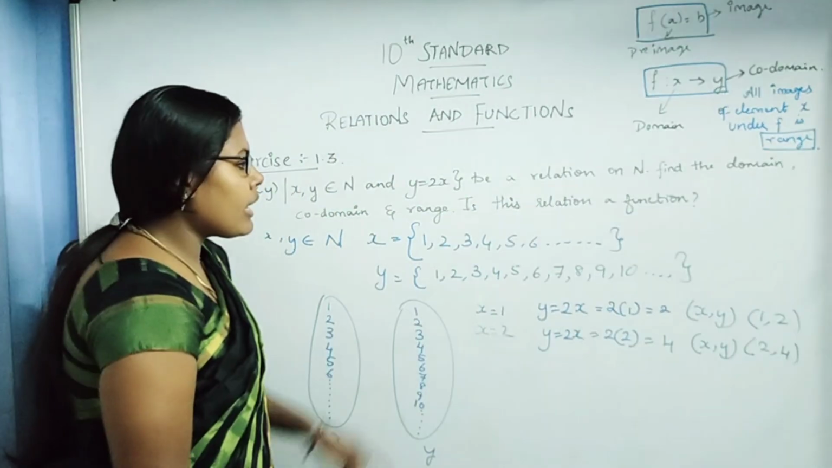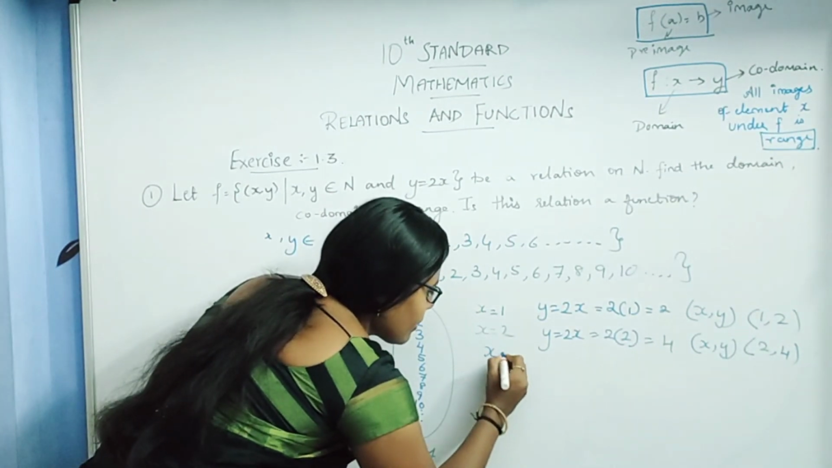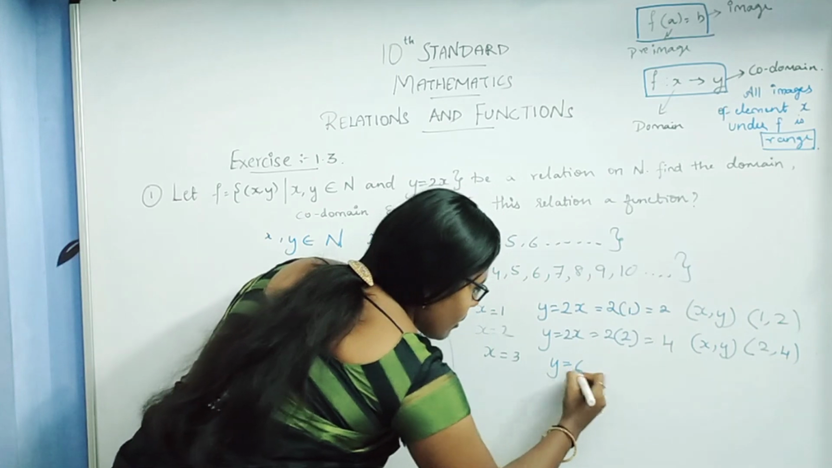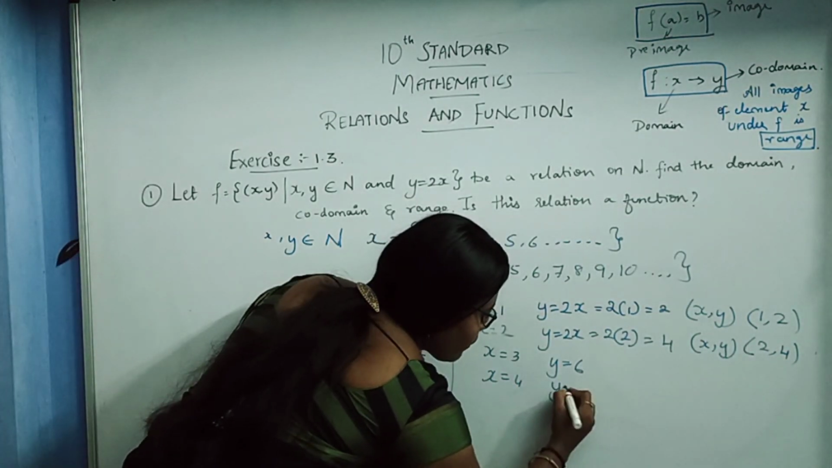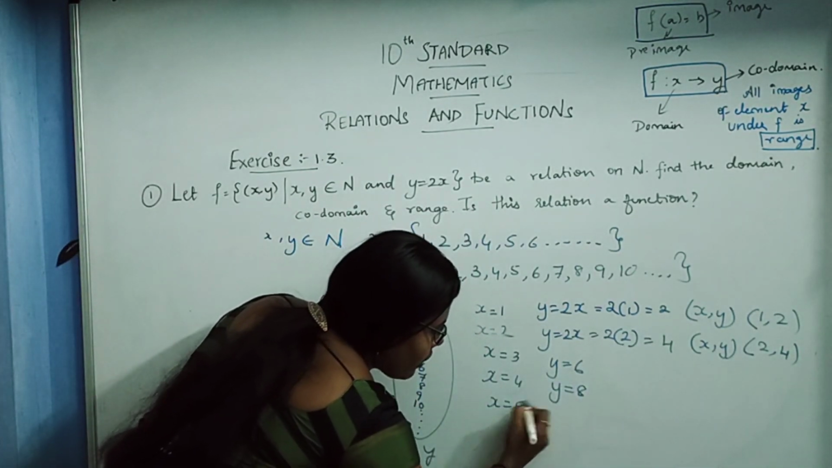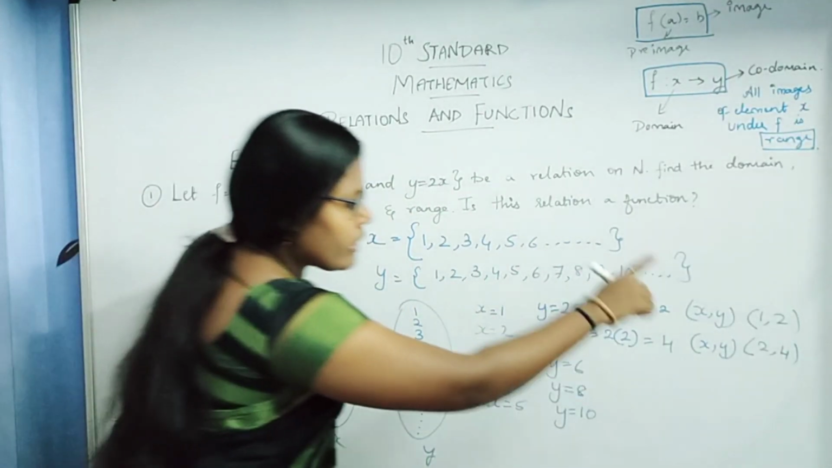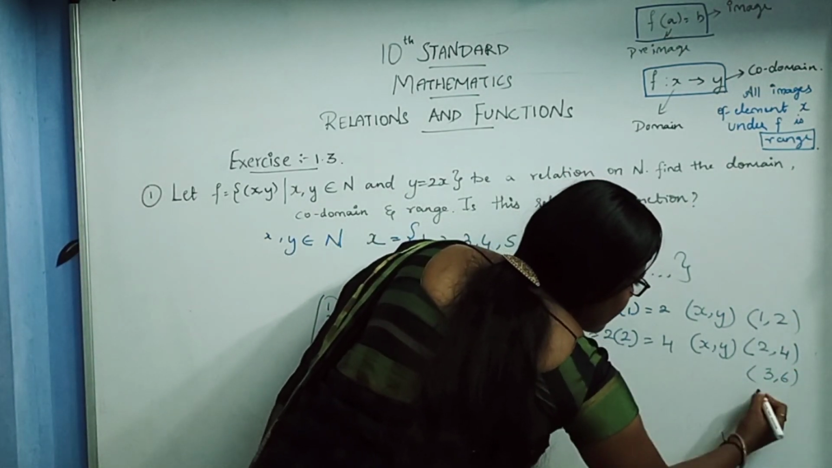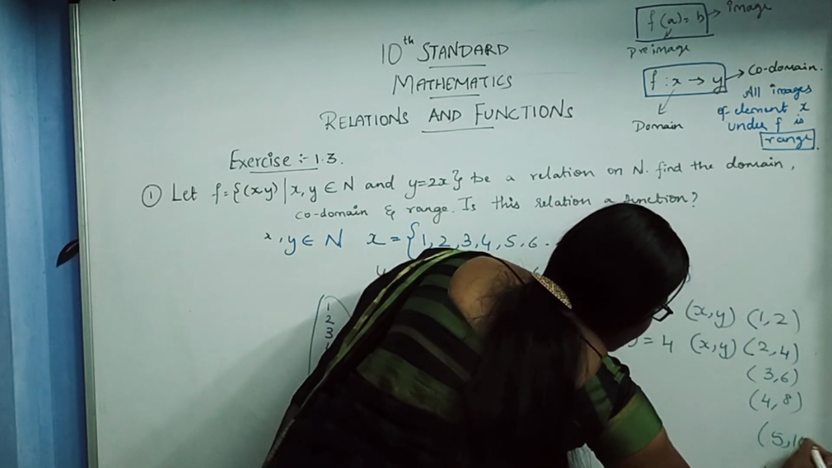Got it? So similarly you have to substitute all these things and find the numbers. So when x is 3, what happens? 2 3s are 6. When x is 4, what is the y value? 4 2s are 8. When x is 5, what is the y value? 5 2s are 10. Okay, so all this mapping you just list out. That is (3, 6), (4, 8) and (5, 10).